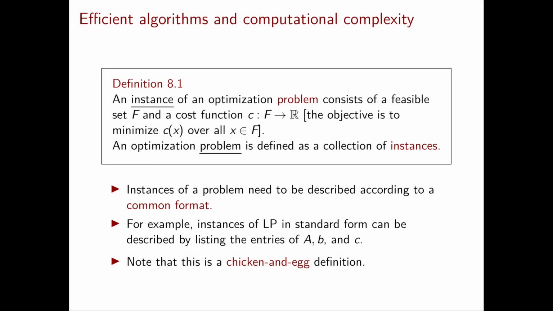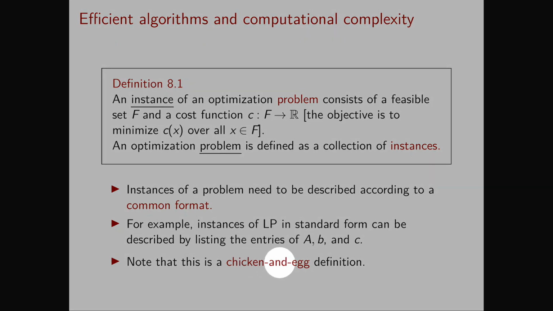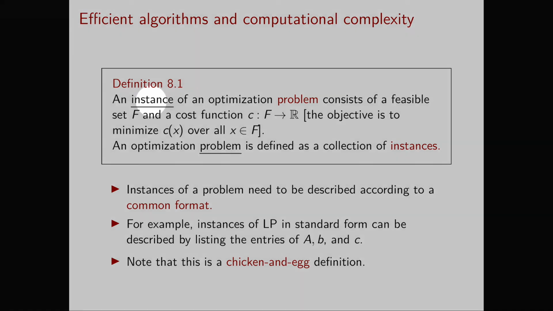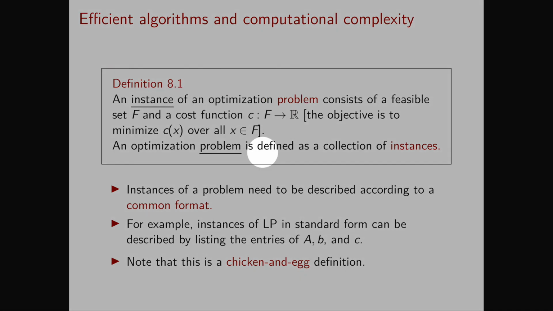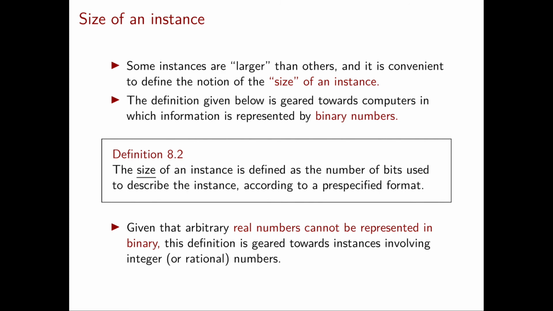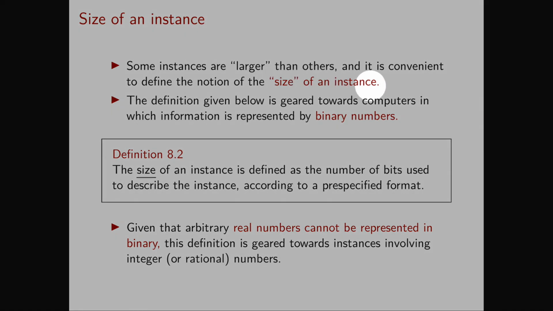Note that our definition 8.1 is not really formal, but I don't want to go into more details to give you a more precise definition, and in any case this definition will be enough for what we need. In particular, notice that definition 8.1 is a chicken and egg definition. This is because I am defining instance using the word problem and I'm defining problem using the word instance. And of course, this is enough to raise a red flag that tells us that this definition is not formally correct. The next concept that we need to define is that of size of an instance.